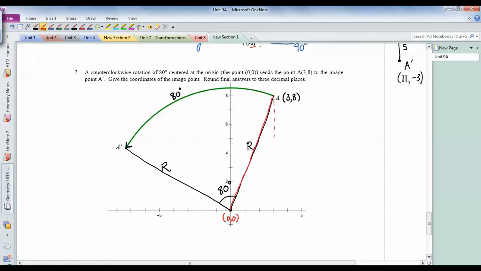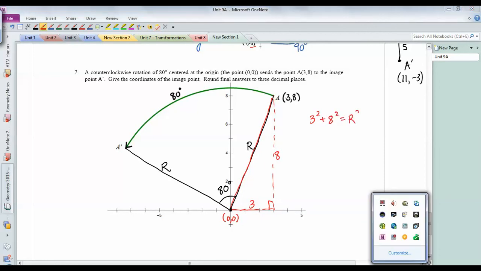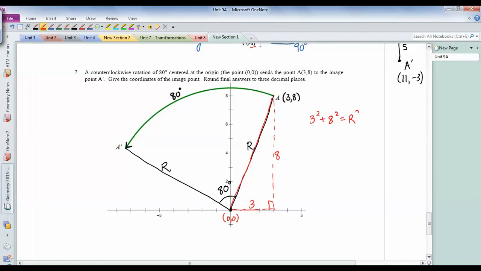So if I do that, I'll build a little slope triangle. And since I'm starting at (0, 0) and going to (3, 8), I know it's 3 over and 8 up. And so I can do 3 squared plus 8 squared equals R squared. So that's going to be 9 plus 64 equals R squared. R is going to be root 73. So this right here is root 73, and this right here is root 73.